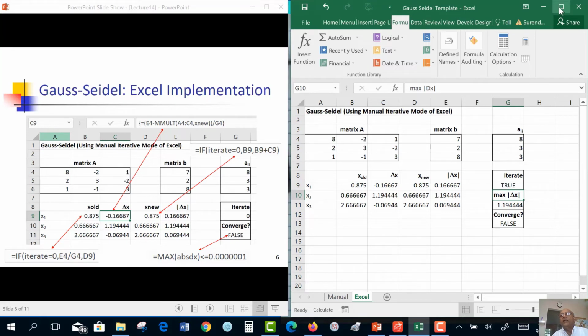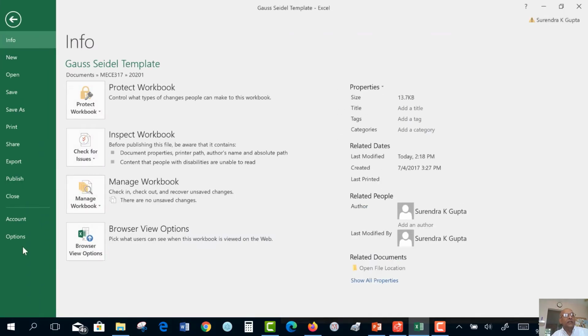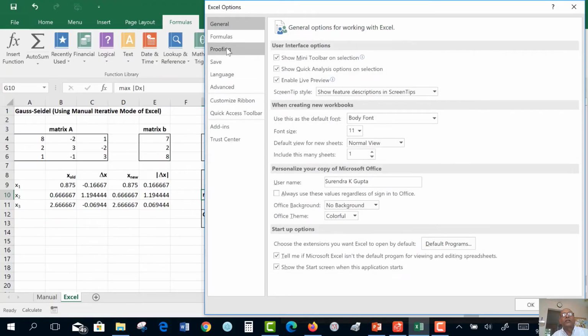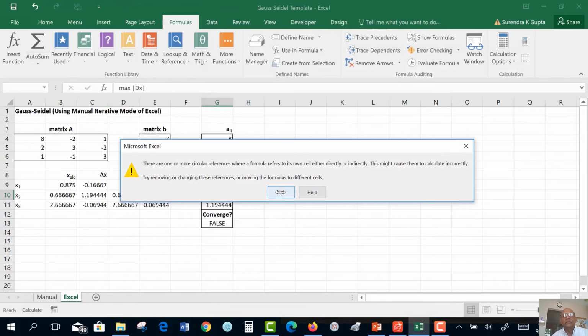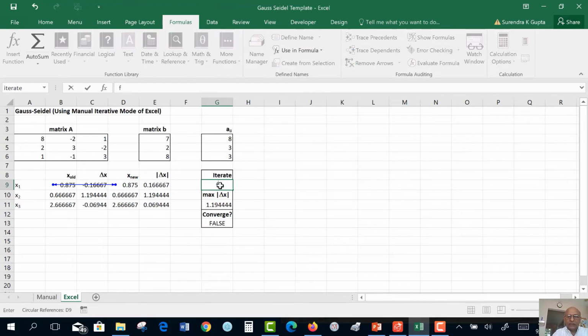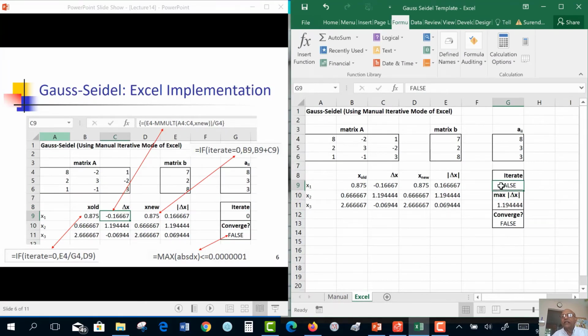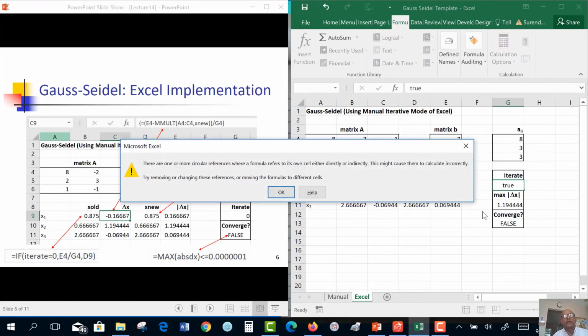And it is supposed to give me an error. That is because I am not in automatic calculation mode, probably. Okay, so this is what should have happened. When I change this false to true, it should give me an error message because I have a circular reference. Remember, this is the thing we did in lab number 3.